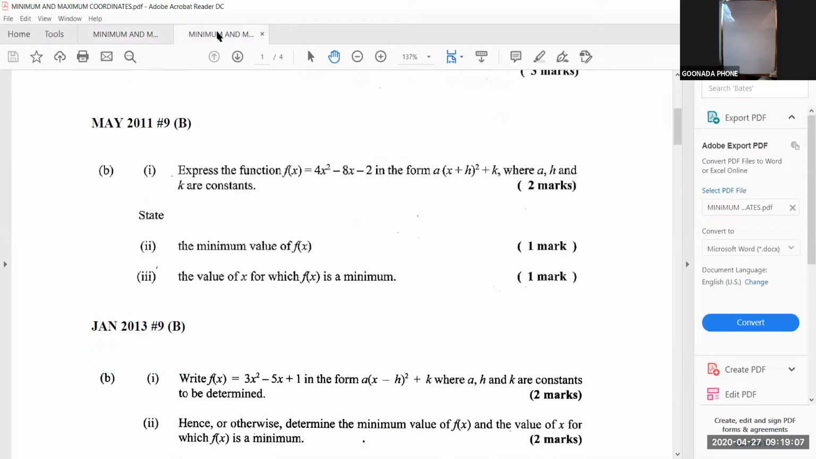Right, so let us look at this question in particular, May 2011, number 9b. So we are asked to express the function f of x, and remember that f of x is equal to y, right? We are asked to express the function f of x, which is equal to 4x squared minus 8x minus 2, in the form a(x plus h) squared plus k, where a, h, and k are constants. That just means that a, h, and k are actual numbers, right?